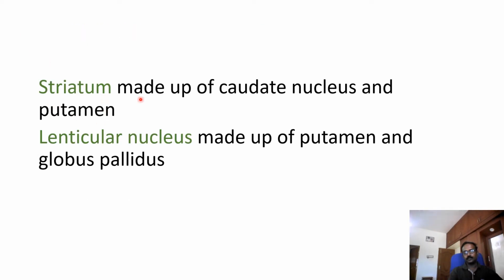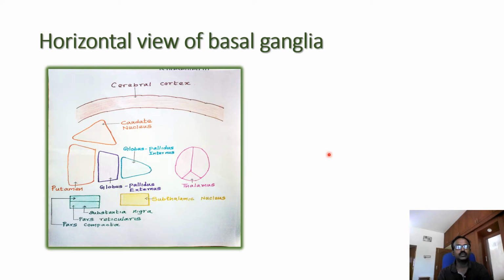Striatum is made up of caudate nucleus and putamen. Lenticular nucleus is made up of putamen and globus pallidus. So you have to remember the words striatum and lenticular nucleus. This diagram shows a horizontal view of basal ganglia. You have to draw this diagram in the exam if they ask for short notes. So this is the schematic diagram.